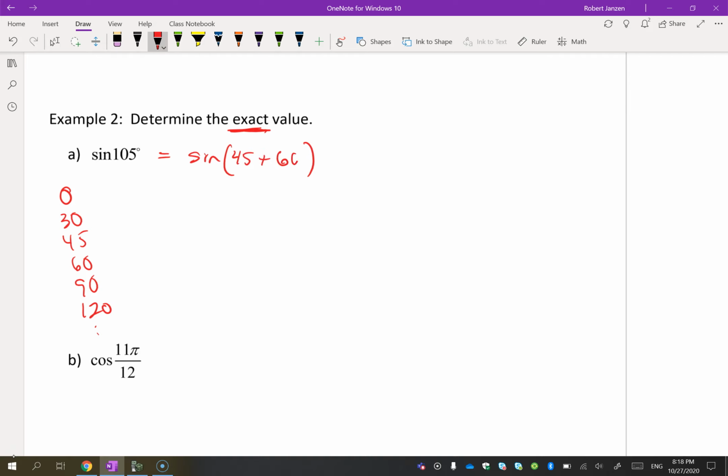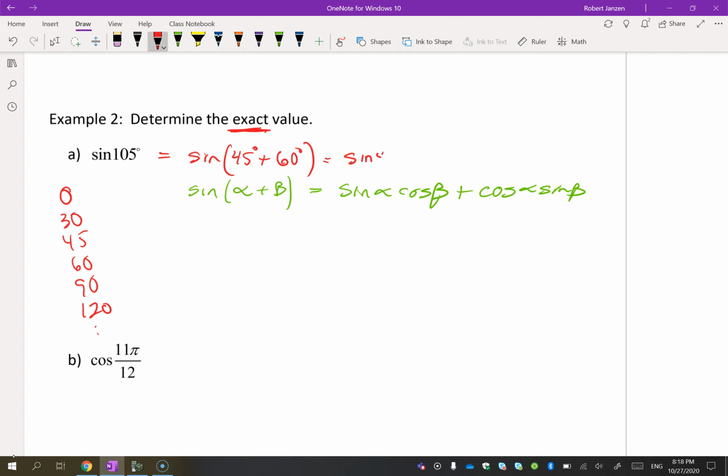So I'm using 45 and 60 degrees. So I've split it up like that, and I have a formula for sine alpha plus beta. Okay? So here's what I'm thinking. I'm thinking sine alpha plus beta, and I know that formula is sine alpha cos beta plus cos alpha sine beta. So let's put this into this formula.